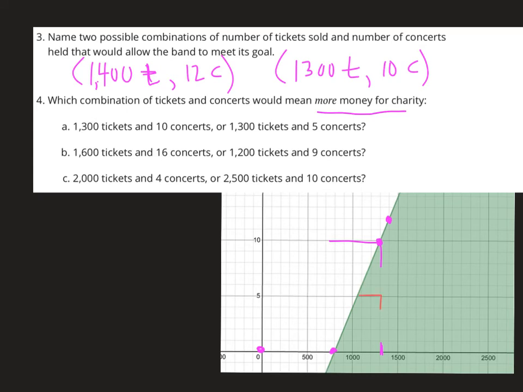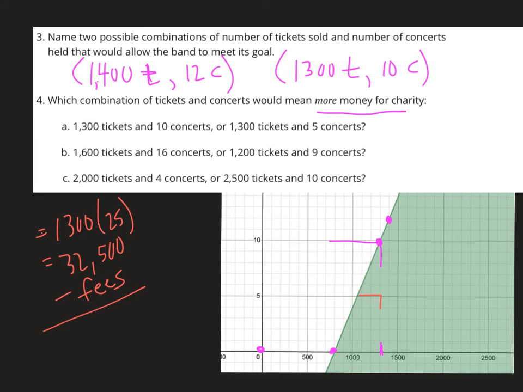1,305 concerts. So 1,300 tickets times $25 per ticket, right? That's actually poor grammar for math here, so I fixed that up a little bit. We got 1,300 tickets, $25 a ticket, right? So we're going to raise $32,500.